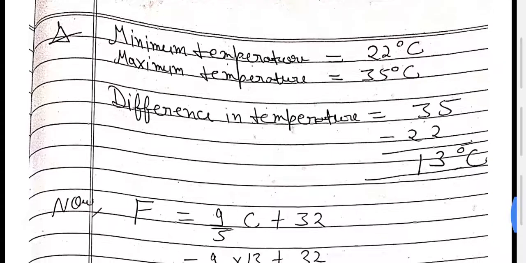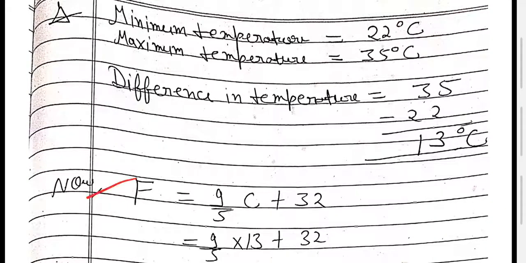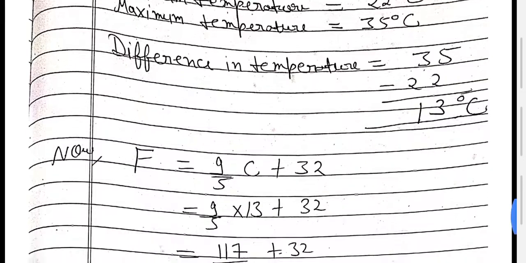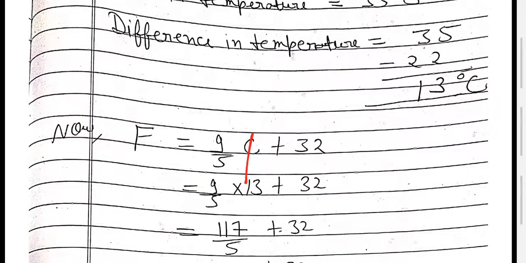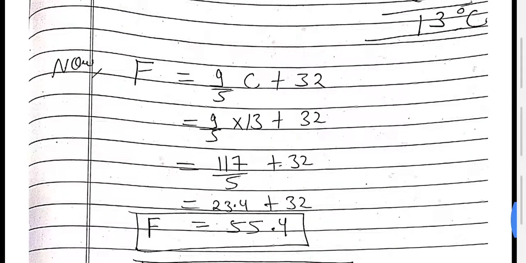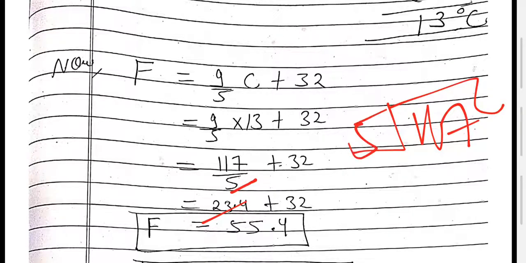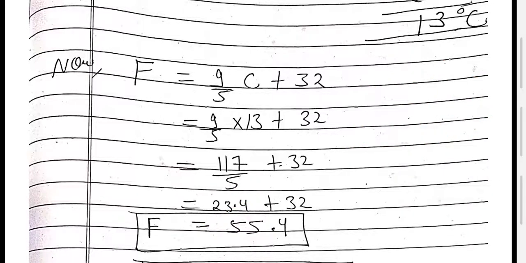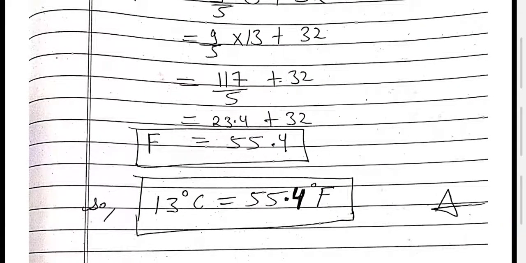Now you have to convert this temperature into Fahrenheit. Write the formula: F is equal to 9 by 5 C plus 32. What is the value of C? 13. Just write here 13. Now multiply 9 by 13. It becomes 117 upon 5 plus 32. When you divide 117 by 5, you get 23.4. When you now add 32 to 23.4, it becomes 55.4. So you have to write here, 13 degrees Celsius is equal to 55.4 degrees Fahrenheit. It is your answer.